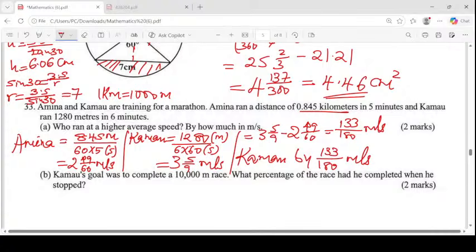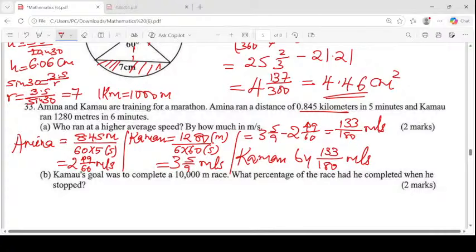What about Kamau? Let me see. Kamau, I took 1280 divided by 6 times 60. So that is... yes, we are done with that. Very well.